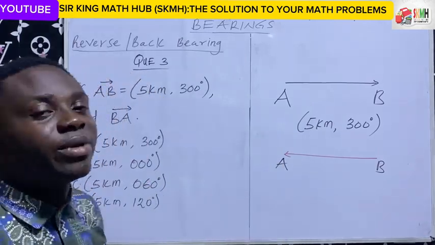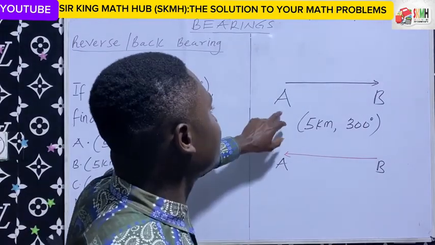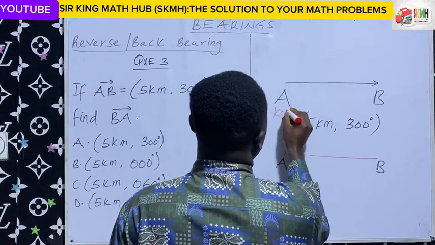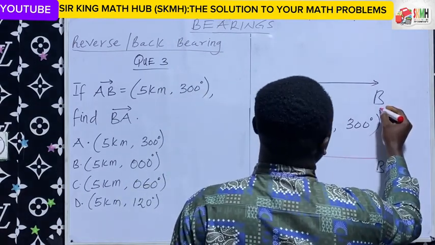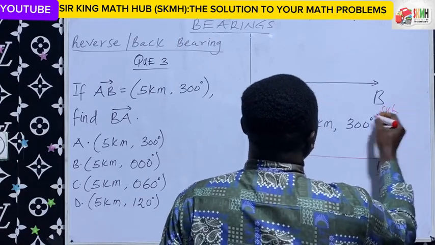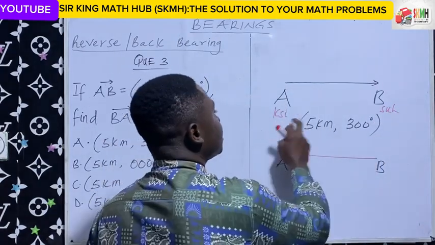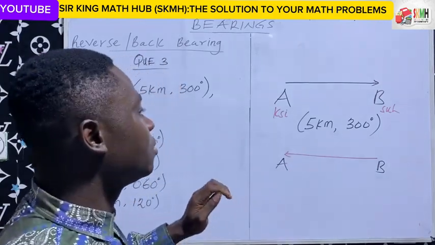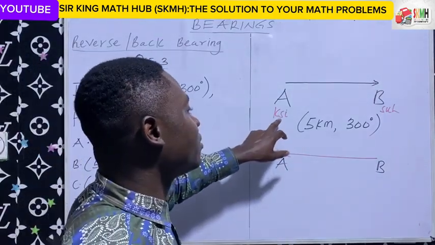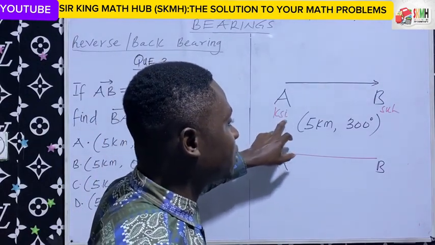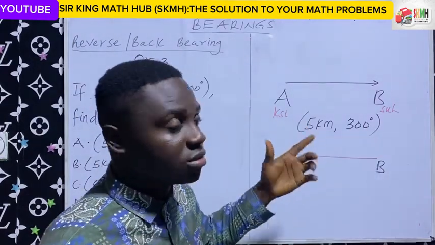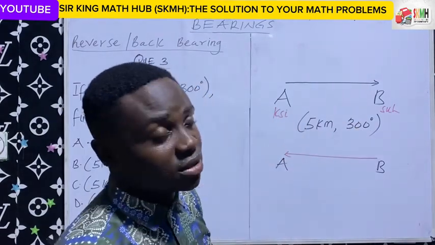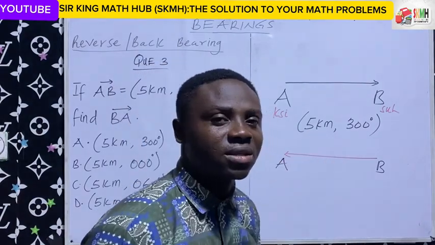Now, in practice, let's look at something. Let's say point A is Kumasi. So let's say here is Kumasi, and then here is, let's say, Suhum. So we have two towns here, Kumasi to Suhum. And let's focus on the distance. Now let's say that the distance from Kumasi to Suhum is 5 kilometers. We are assuming that the distance is 5 kilometers.